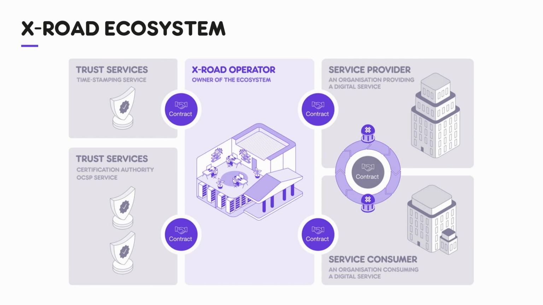X-Road is not only a technology, but it has its own governance model too. The X-Road operator is an organization that owns the X-Road ecosystem. The operator defines the rules and policies and decides who's allowed to join the ecosystem. For example, in Estonia and Finland, the ecosystems are open for all kinds of organizations. To become a member of the ecosystem requires agreeing with the rules and policies and completing the technical onboarding process.